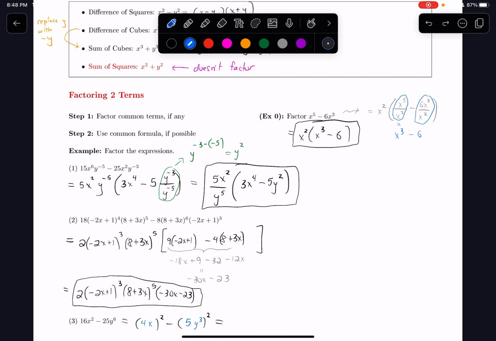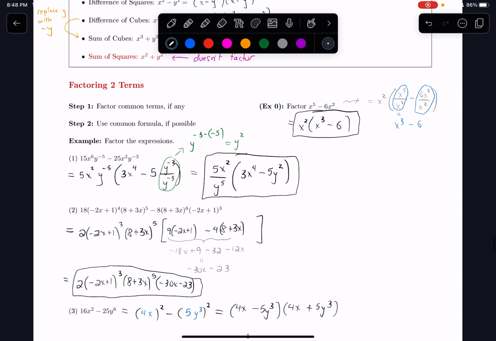Okay, so I get to use my difference of squares, which says, oh, when I factor it, I'll get something minus something, and then times something plus something. It's the first thing that's getting squared first, and then minus the second thing that's getting squared after that, so 4x minus 5y cubed. And then similarly in the next parentheses, 4x, and then plus 5y cubed. Awesome, so I did a difference of squares there.